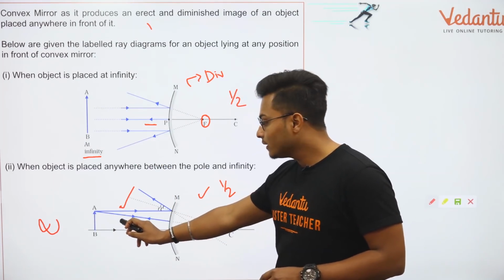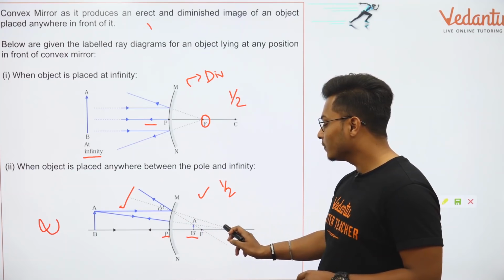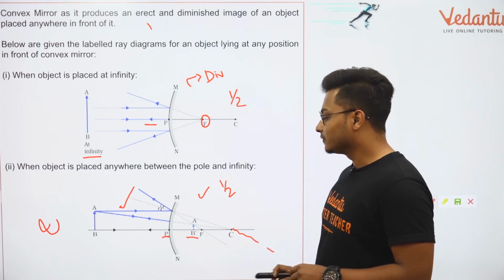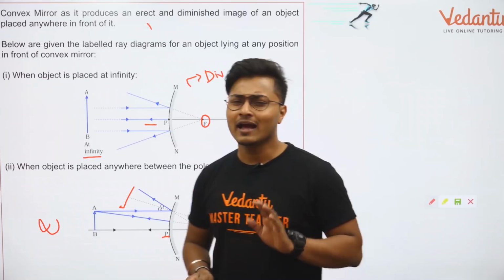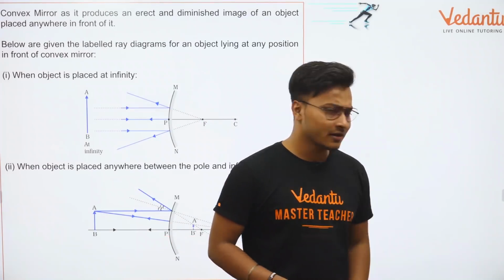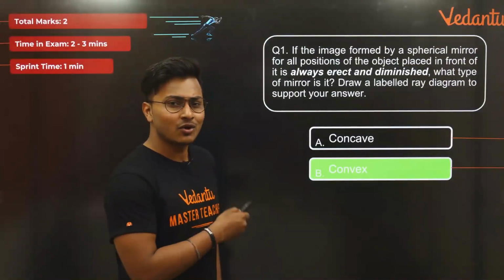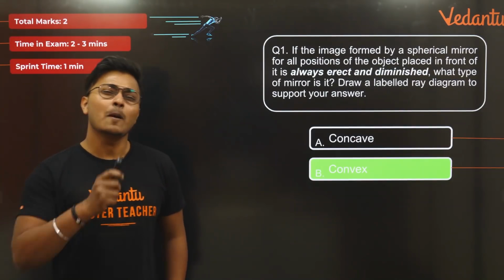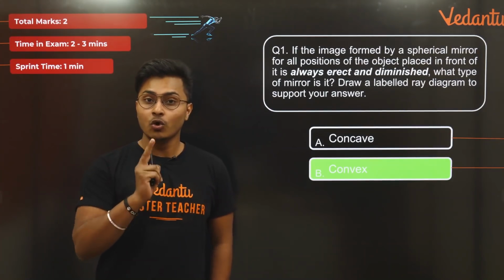Second light ray: all the light rays trying to pass through the center of curvature go undeviated. Same light, isn't it? That's all, guys. That's all you have to do. It's a very simple question, and I believe you guys have got it, and the correct answer is obviously convex mirror. बहुत बढ़िया. So this is how you score 2 marks.